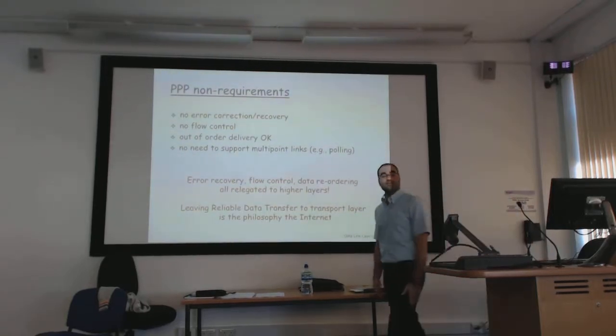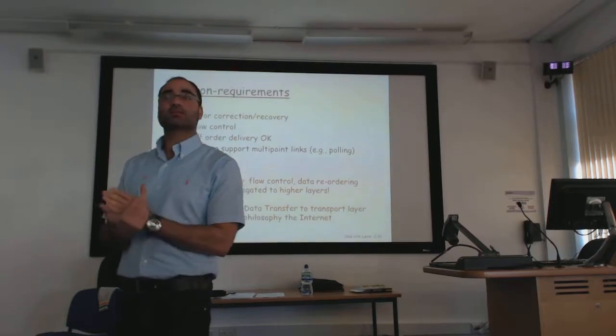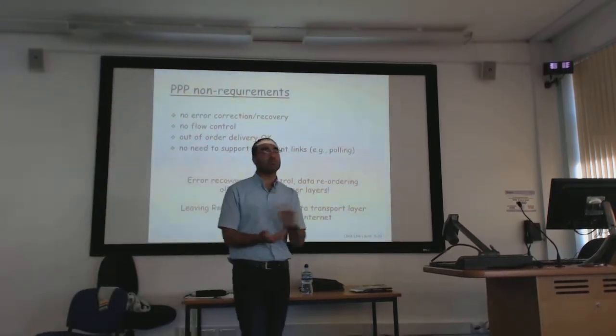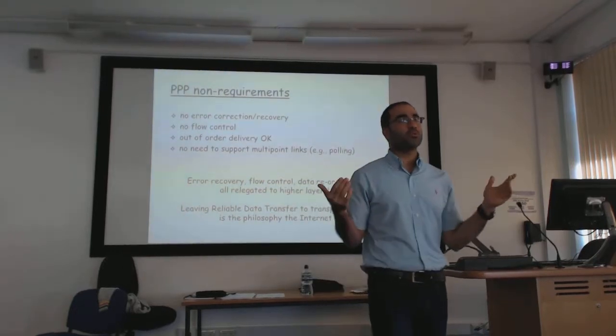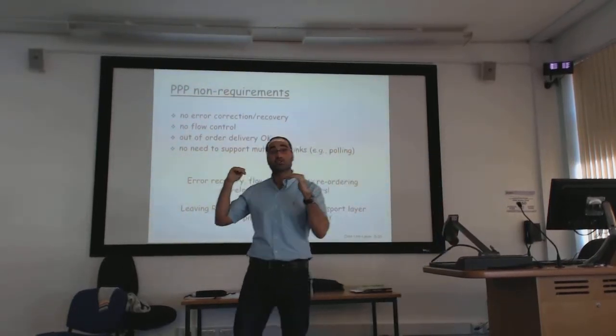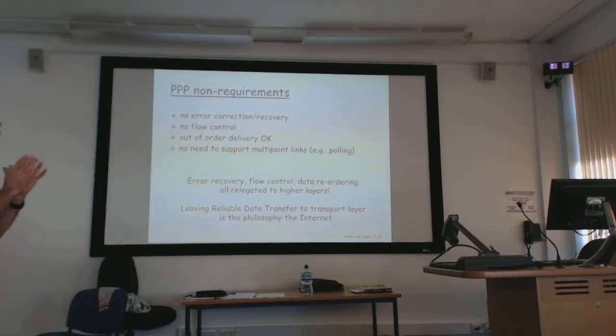We said point-to-point protocol detects but cannot correct errors. And we said point-to-point protocol is not a reliable service. So how can I provide reliability? Again, I'm heading here trying to show you exactly what will happen within sliding window protocol. Just keep in mind on this one. First of all, no error correction or recovery. No flow control within point-to-point protocols. These are non-requirements. Out of order delivery is okay.